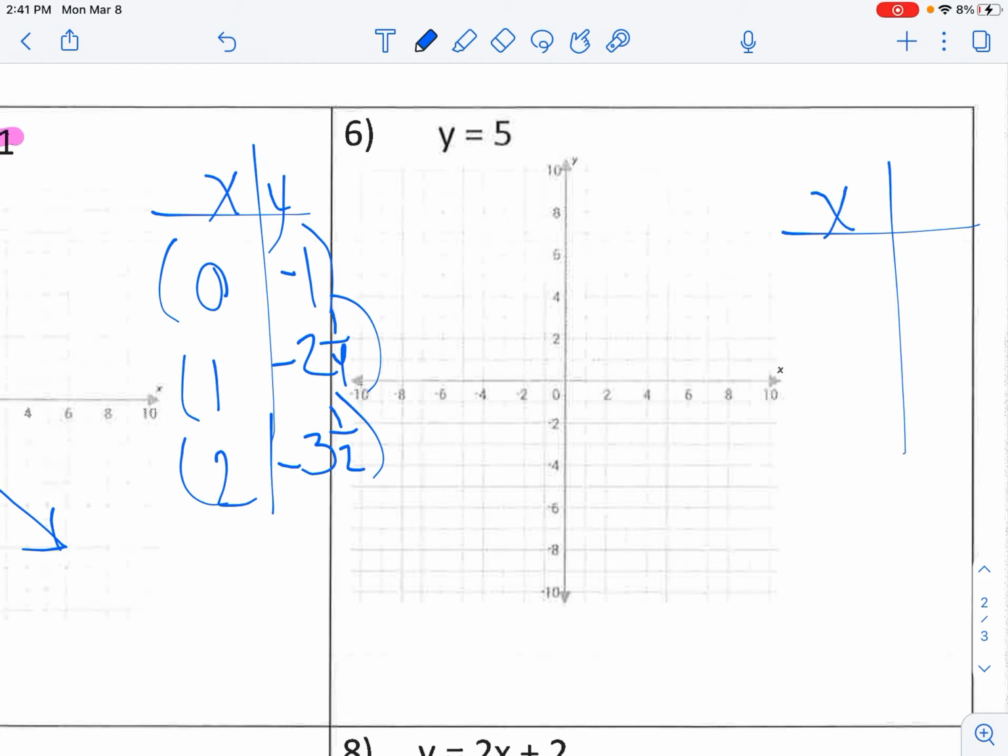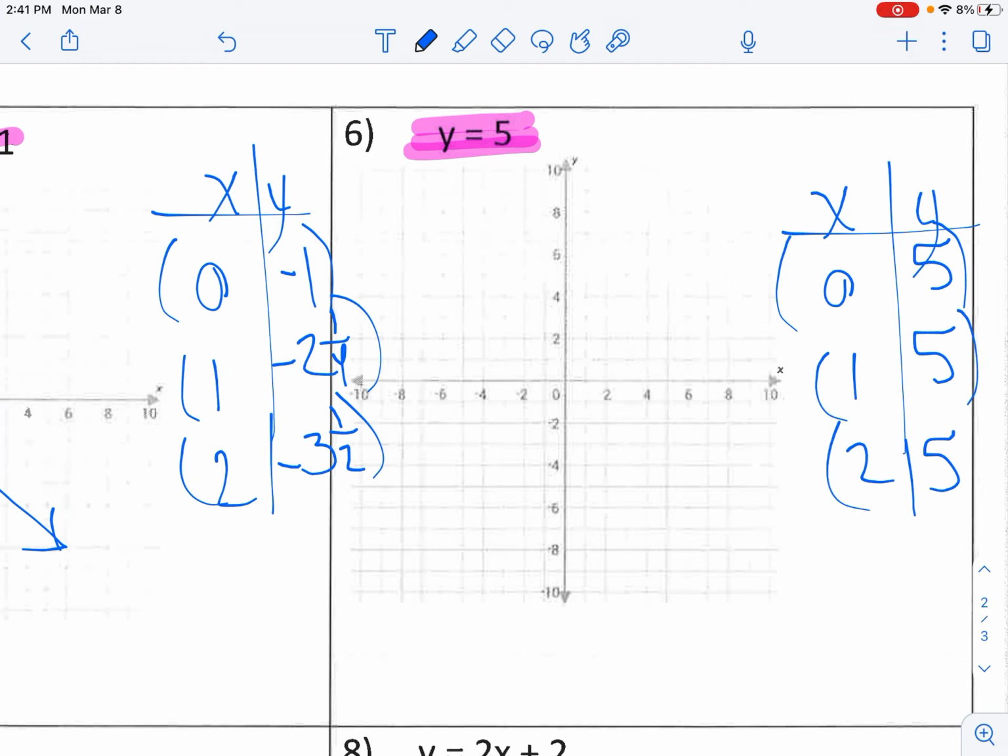Create your XY chart. We're going to use 0, 1, and 2. Now, this looks a little bit different, right? Because we don't have y equals mx plus b. All we have is y equals 5. If all you have is y equals 5, then y is going to equal 5 here, and here, and here. So 0, 5, 1, 5, and 2, 5. Okay, so that is a straight horizontal line.